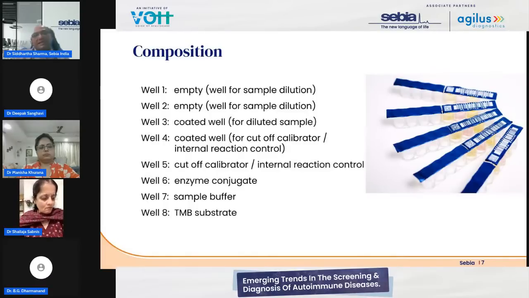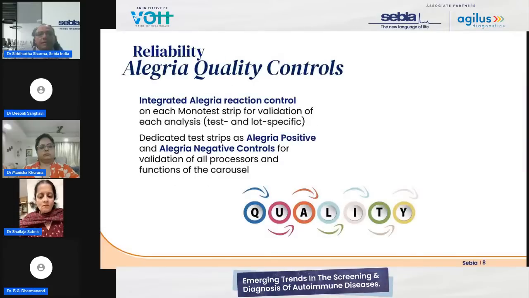Also, wells number 6, 7, and 8 contain the conventional ELISA reagents which are pre-filled, that is the enzyme conjugate, the sample buffer, and the substrate. Adding to the reliability and validity of the test results, we have the Allegria quality control. These are integrated Allegria reaction controls on each monotest strip for validation of each analysis. These are test and lot specific, and this is what is present in well number 5.